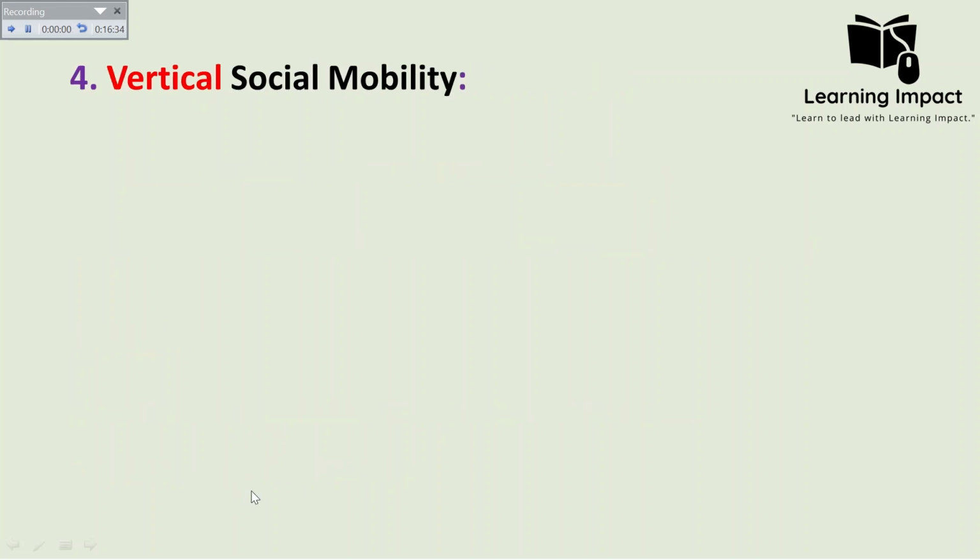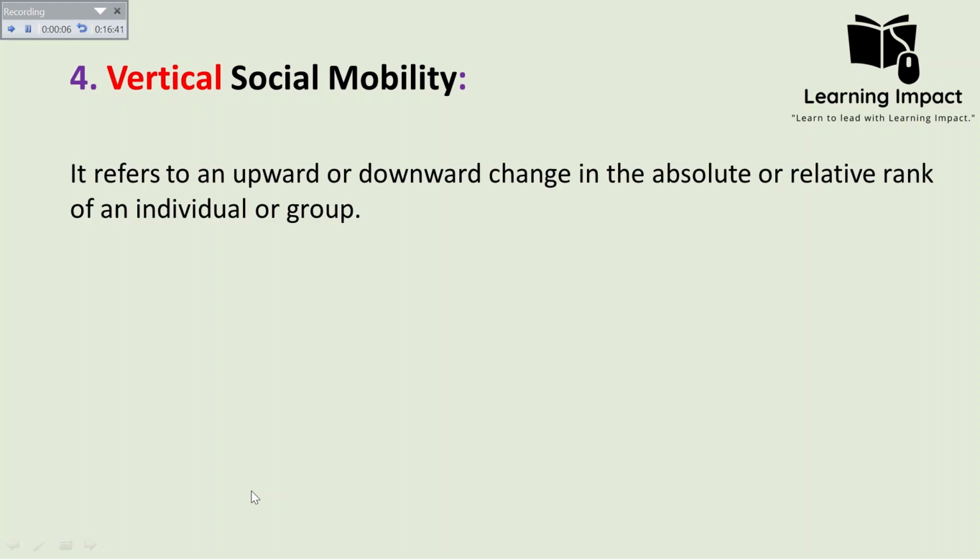Now we will move to vertical social mobility. Vertical social mobility refers to an upward or downward change in the absolute or relative rank of an individual or group. Whenever there is a change in social position, upward or downward, meaning that within the social stratification there is either an arrow moving up or an arrow moving down, it will be called vertical social mobility.